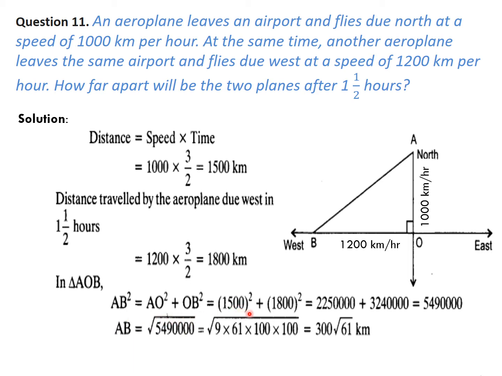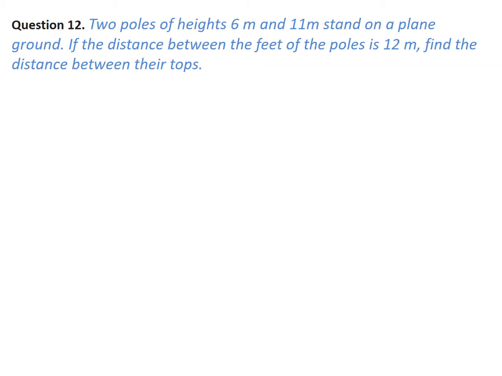OA is 1500, squared, plus OB squared, which is 1800 squared. We'll find the square values and calculate it to be 549,000,000. Therefore, finally taking the square root, AB will be equal to 300 root 61 kilometers. So the distance between the two planes after 1.5 hours will be 300 root 61 kilometers.